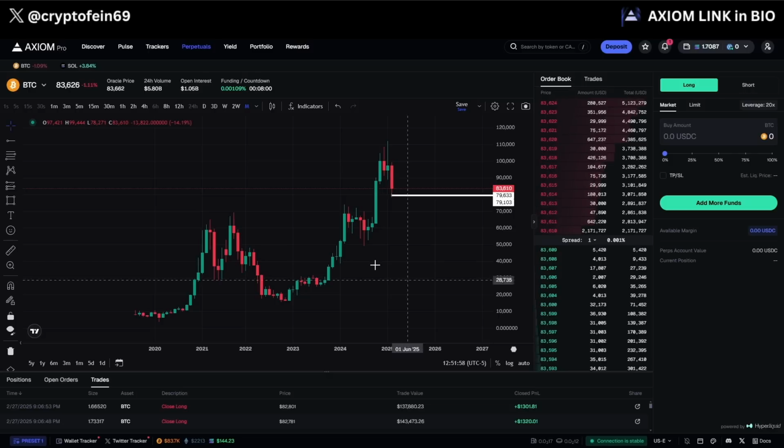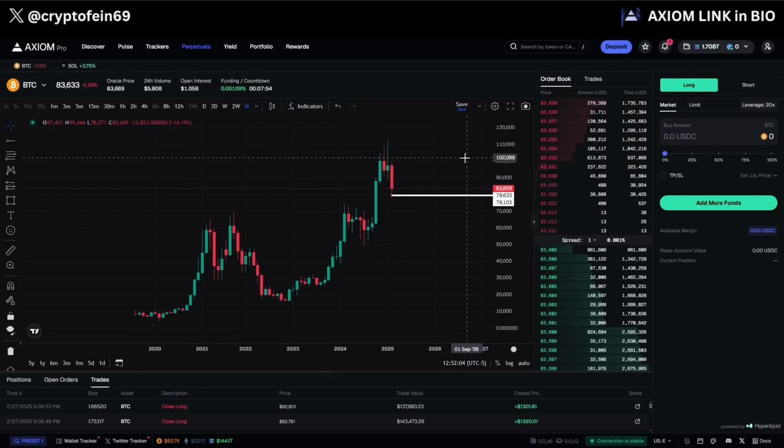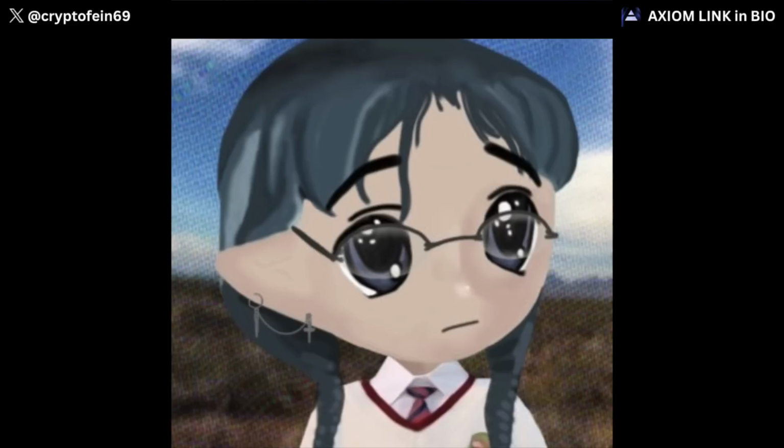It's the same stuff. The only difference is Axiom's going to be a little bit more expensive, and you don't get the airdrop, as far as I know. All right, so that's the benefit of Hyperliquid. This is the only one you should be trading on.